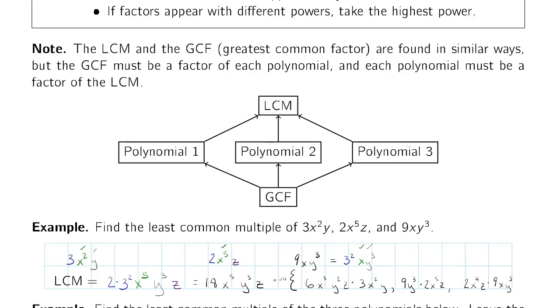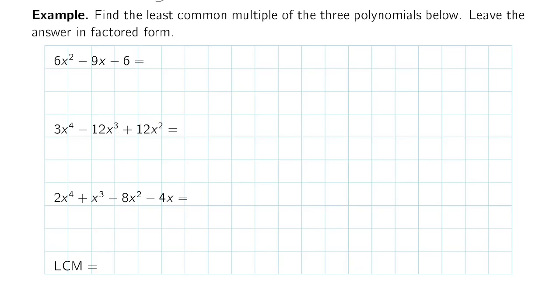Okay, so here we did monomials. The advantage of monomials is they come automatically factored. If we want to find the least common multiple of a list of polynomials, as in this next example, we're going to have to factor them. So here we have a list of 3 polynomials, and we want to find their least common multiple.